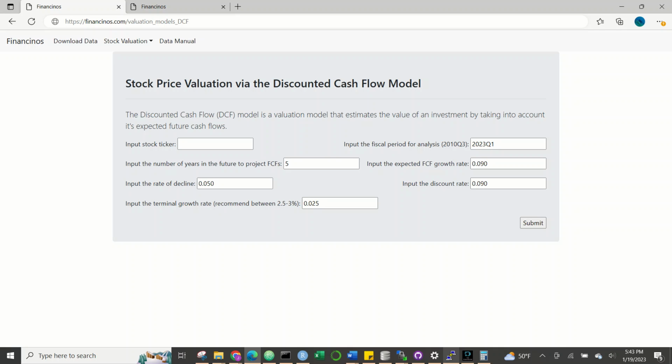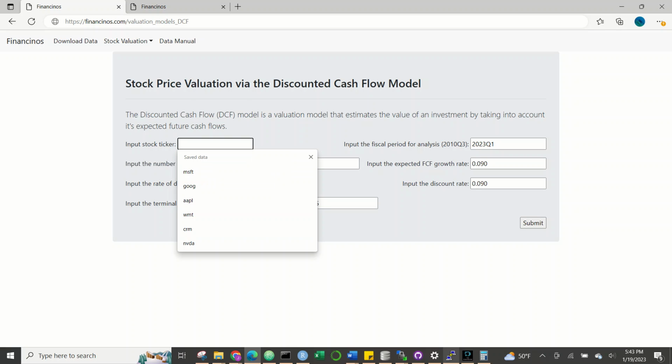Hi, today we are going to talk about the discounted cash flow model. It's a model that you can use to value a company and also find the true value of a stock price. So here we go. This is an app that I built which you can pretty much automate the discounted cash flow model.